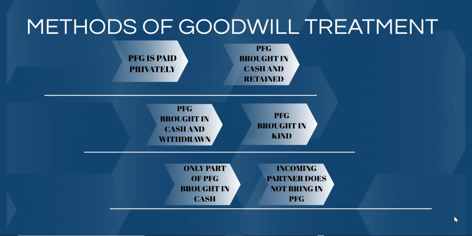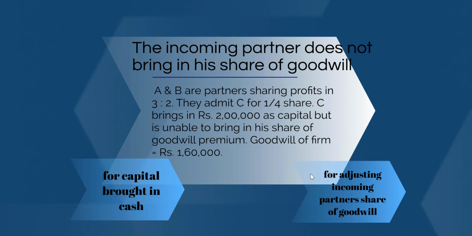The last method: when the incoming partner does not bring in premium for goodwill. A and B are partners sharing profits in the ratio of 3:2. They admit C for 1/4 share. C brings in rupees 2 lakh as capital but is unable to bring in his share of goodwill premium. Goodwill of the firm is rupees 1,60,000.